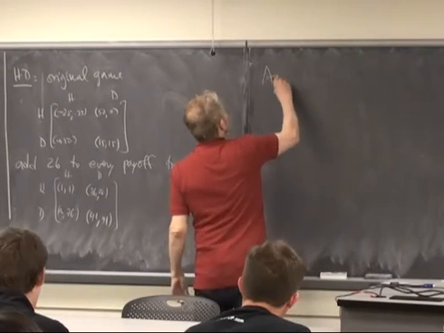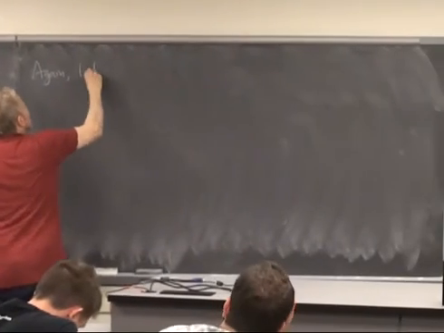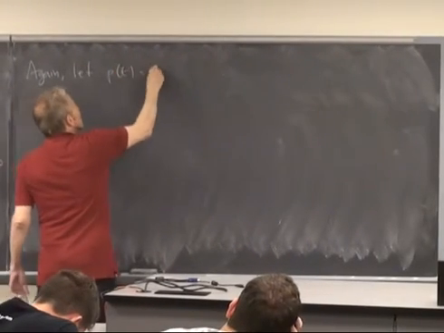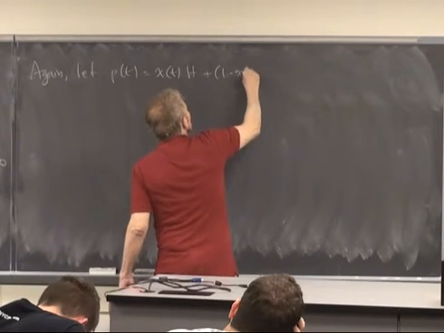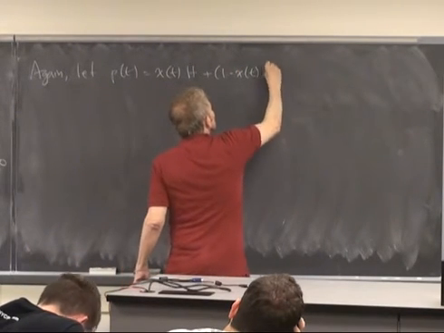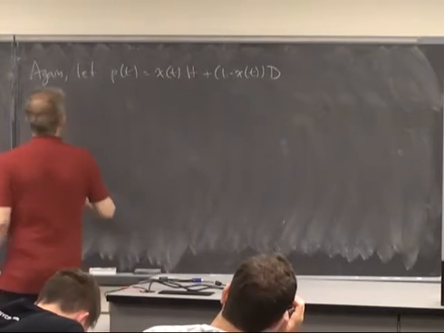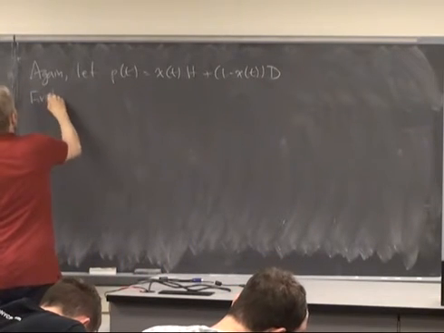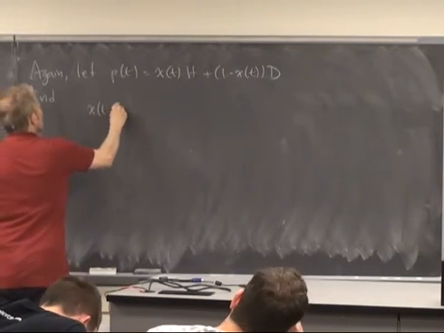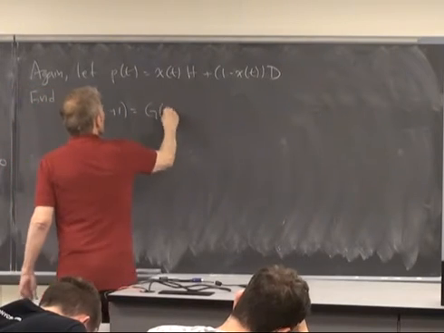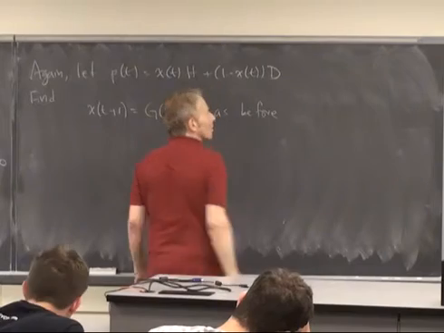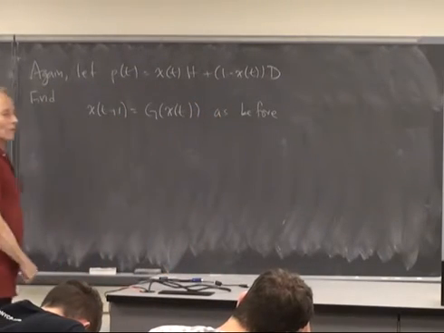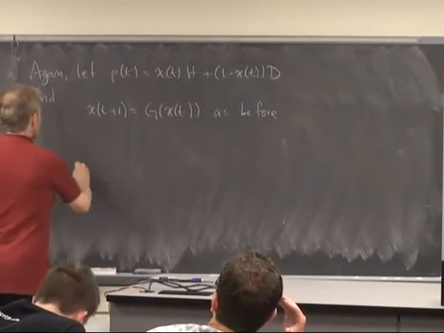So again, you let P of t equal x of t h plus 1 minus x of t d, and you find x of t plus 1 is equal to g of x of t as before. I'm not going to write down any equations for that. We've had enough of that for today. And this is what g looks like.